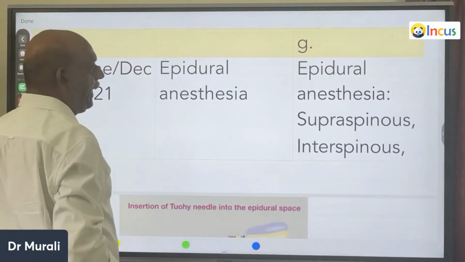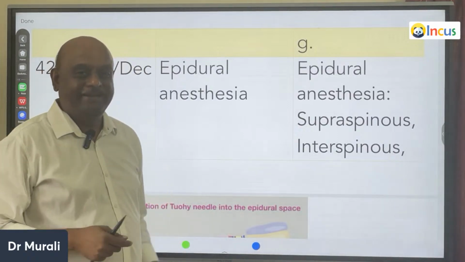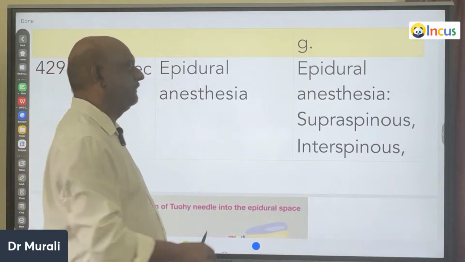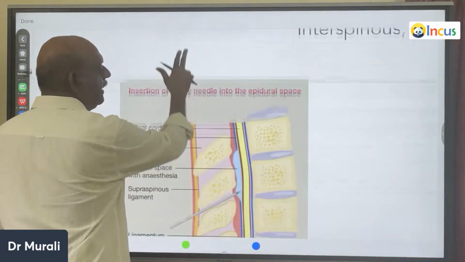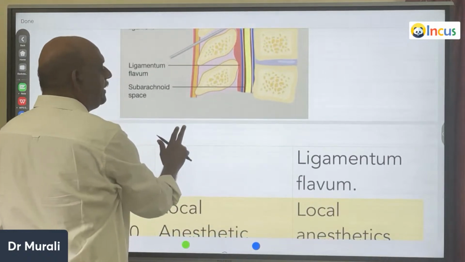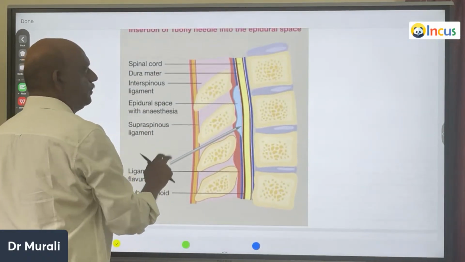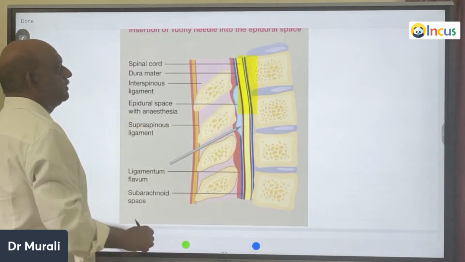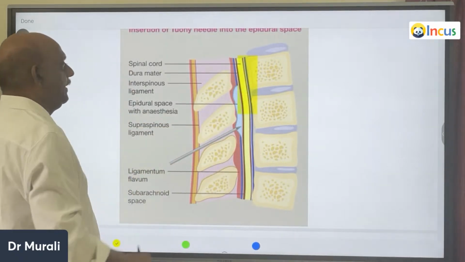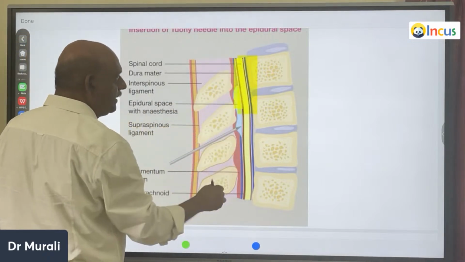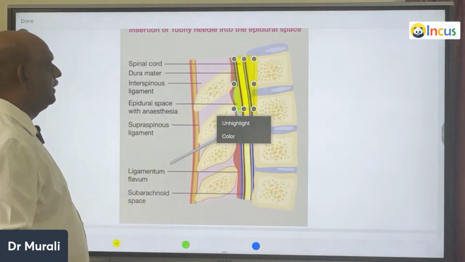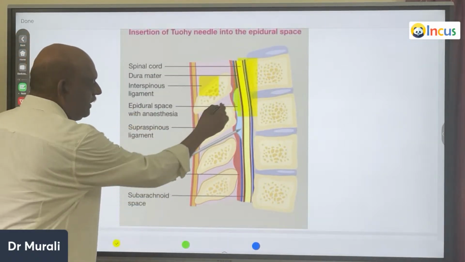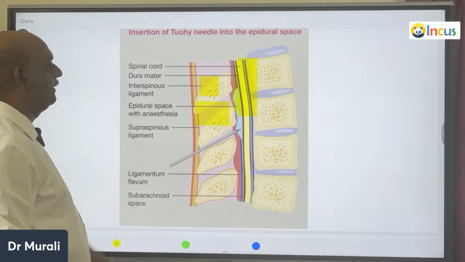Now coming to epidural anesthesia. Your needle is passing. What are all the various layers through which it is passing? Supraspinous ligament, interspinous ligament, and ligamentum flavum. So, doctor, this is a very easy illustration to understand. What you are seeing here is the spinal cord. Then this black colored one is the dura mater. So here you have the interspinous ligament. Between the two spines, you have the interspinous ligament.